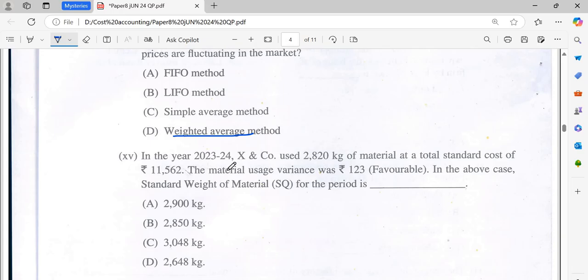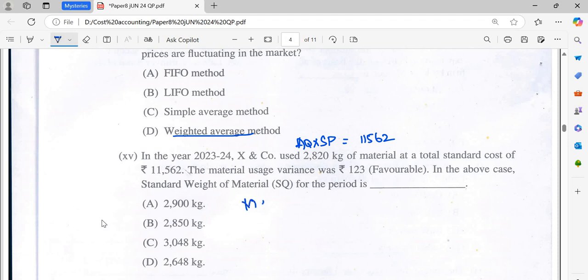In the year 2023-24, Exxonco used 2,820 kgs of material for a total standard cost of 11,562. So this is actual quantity at standard price, 11,562. Material usage variance is 123 favorable. In this case, what is the standard weight? They are asking for standard weight.